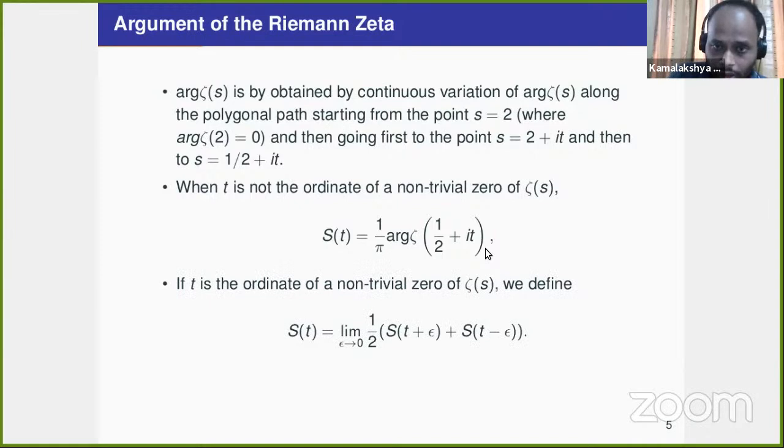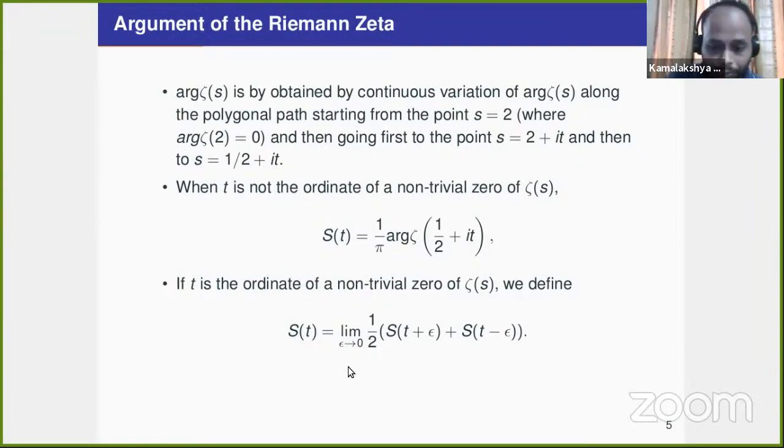And if we encounter a zero on our path, then what do we do? Then we define the argument by taking the average of the values in the neighborhood. We take S(t plus epsilon) and S(t minus epsilon), and we average them as epsilon goes to 0. That's supposed to be our S(t).